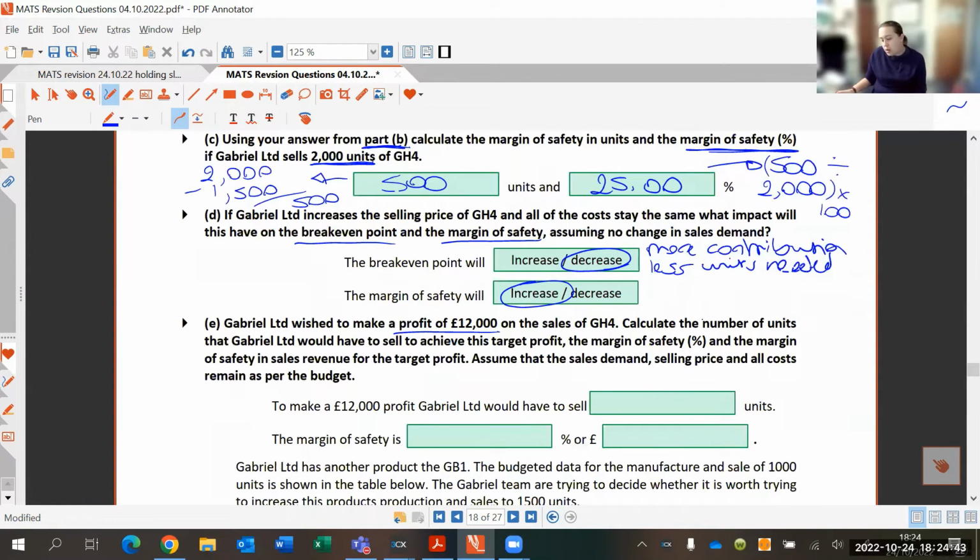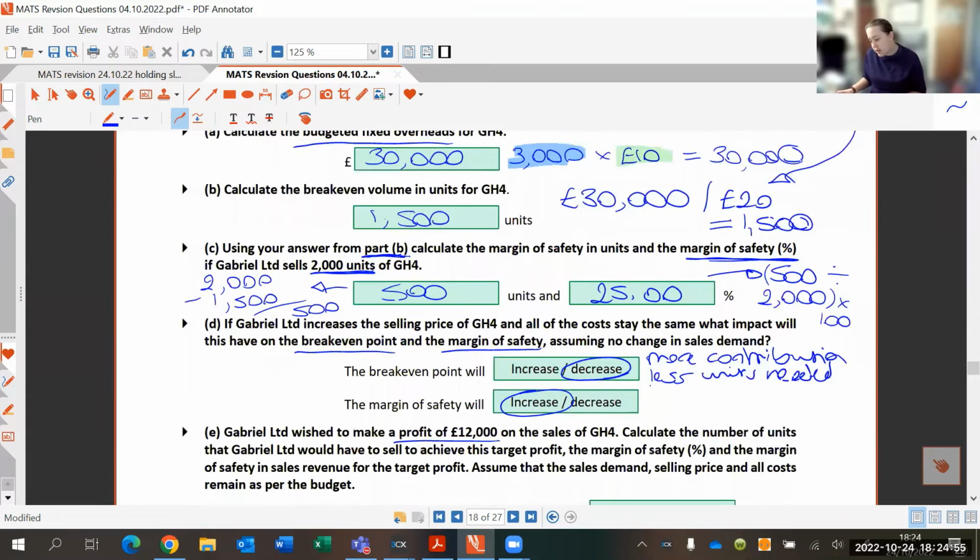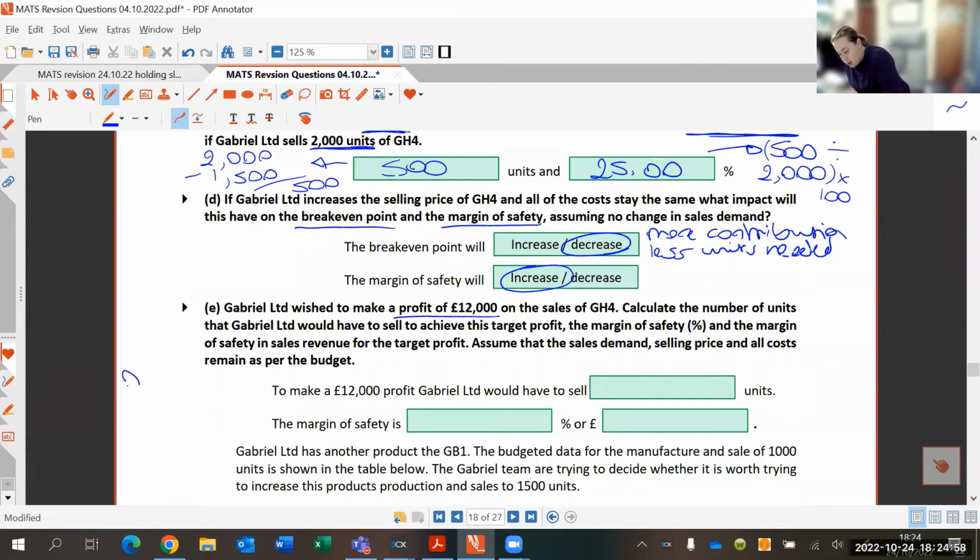Okay, so he wants to make a profit of £12,000. We've got to work out, first of all, what our break-even point is if we do that. So we had, if you remember, budgeted fixed overheads of 30,000. We've now got a profit to make and cover of £12,000. So instead of covering 30,000 like we had before, we've now got to cover £42,000, which is going to mean we've got to sell more units, basically. We've got more costs to cover.